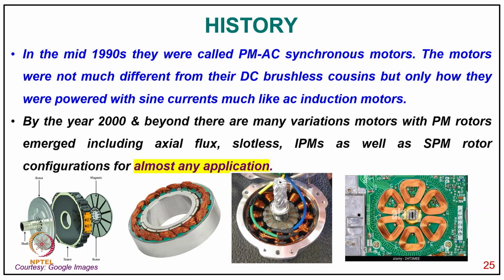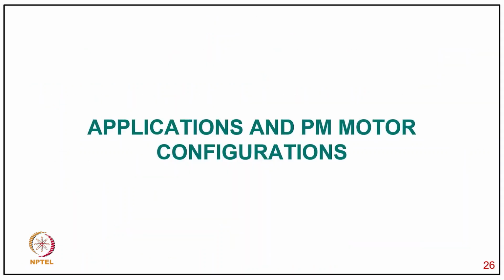By the year 2000 and beyond, many variations of motors with PM emerged, including the axial flux, slotless, and interior permanent magnet, as well as the surface permanent magnet rotor configuration, for many applications. So you can just see how there are axial field motors and radial field motors. Typically axial field motors are there, as the photograph clearly shows.